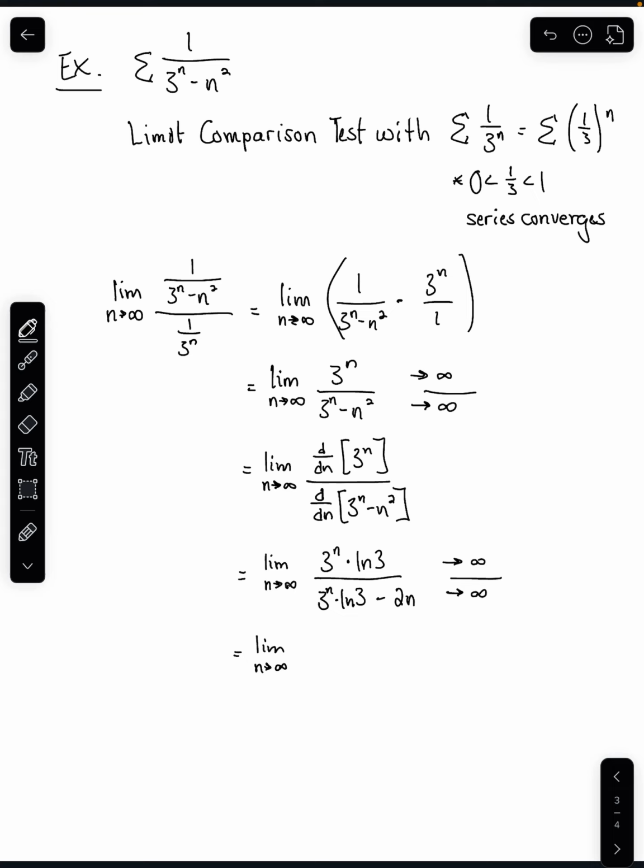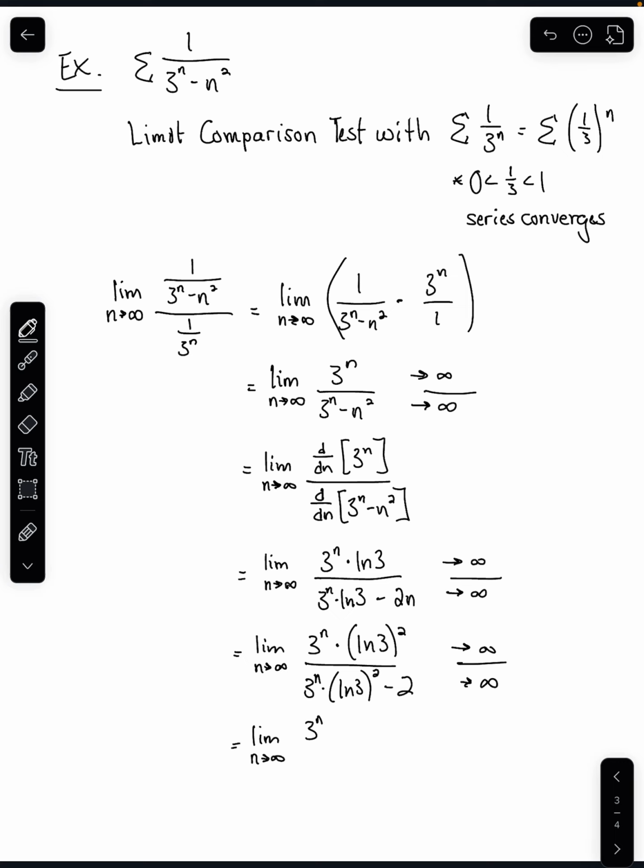The derivative of the top will again be 3 to the n times another natural log of 3. So we end up with 3 to the n times the natural log of 3 squared. We will get that same thing in the denominator, but this time the linear term reduces to a constant term. Now this once again still approaches infinity in top and bottom, but by doing it one more time, that constant term will drop to a 0.